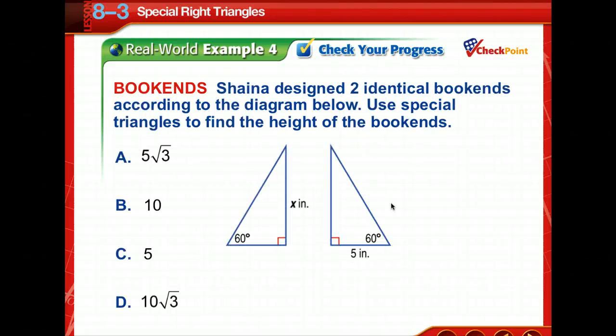Okay, time for you to check your progress. So pause for a moment, then come back and check your answer.